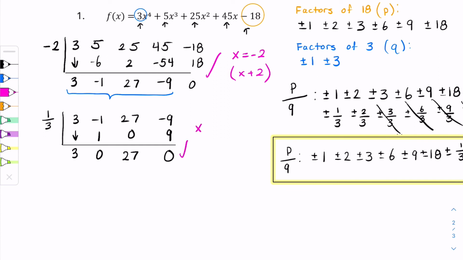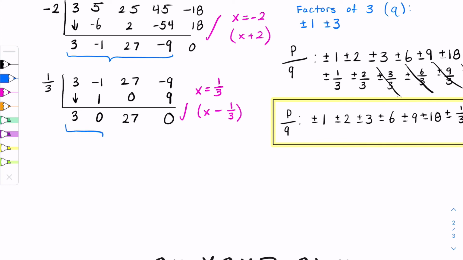This tells us that x equals 1/3, and also, this is kind of weird to write, but x minus 1/3 is your factor. Of course, you could multiply out that divisor if you want to, but I'm just going to leave it as a fraction. This is perfectly fine, and it's the fastest, so I'm going to leave it like that.